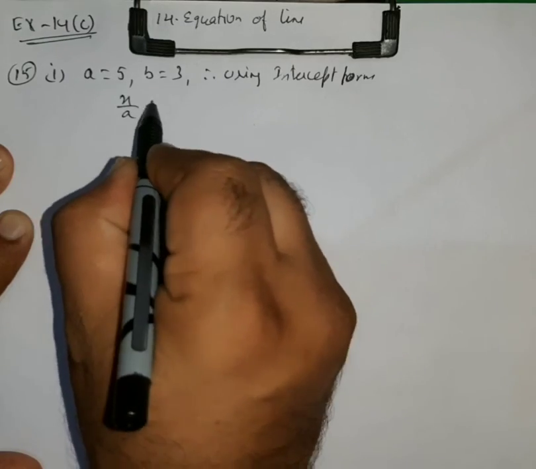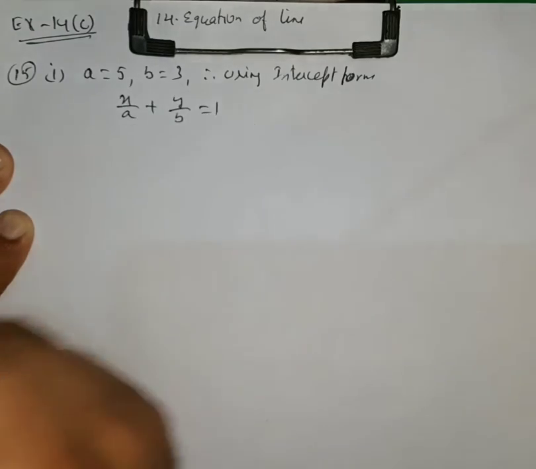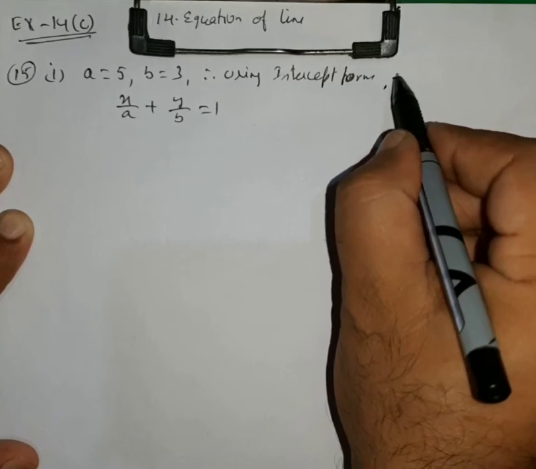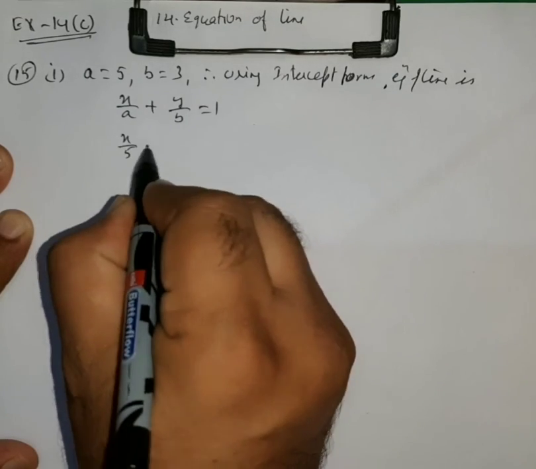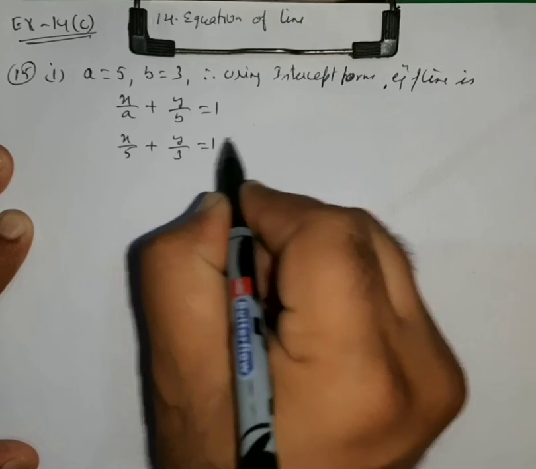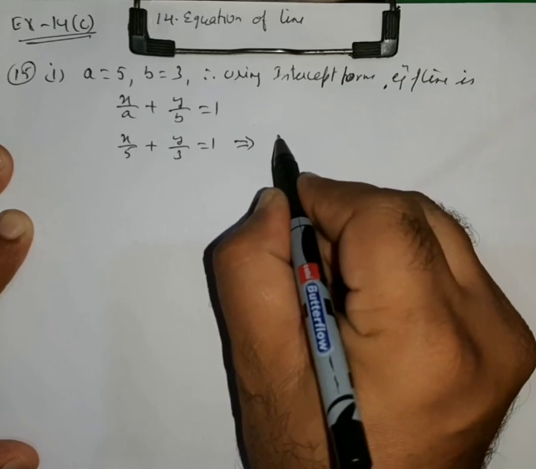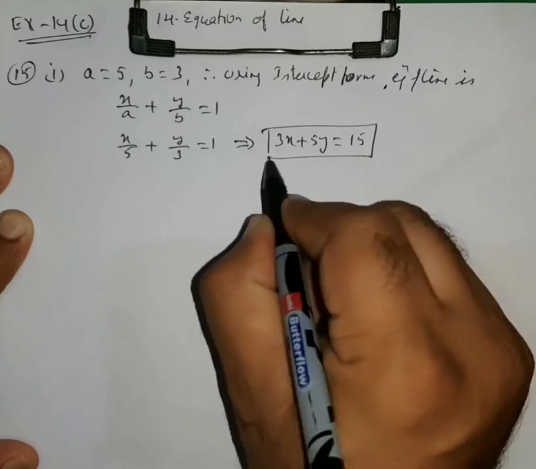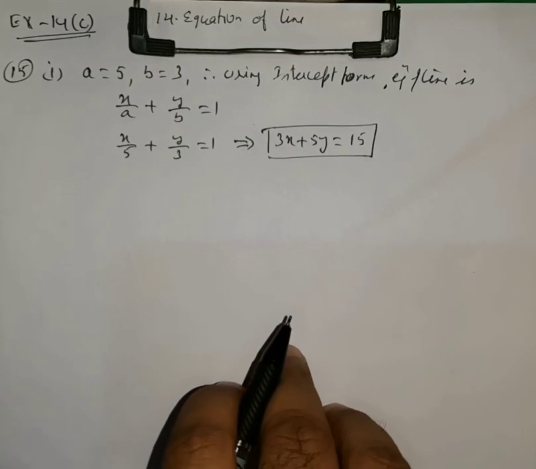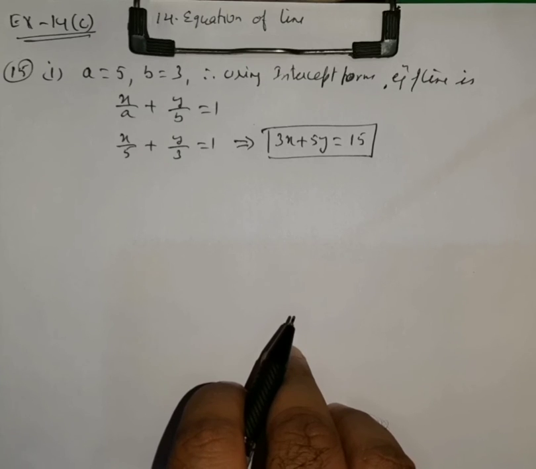So therefore, using the intercept form, it is x over a plus y over b is equal to 1. The equation of the line is x over 5 plus y over 3 is equal to 1. So now we can take the LCM here, so we will get 3x plus 5y is equal to 15. So this is the equation of the line having these intercepts.